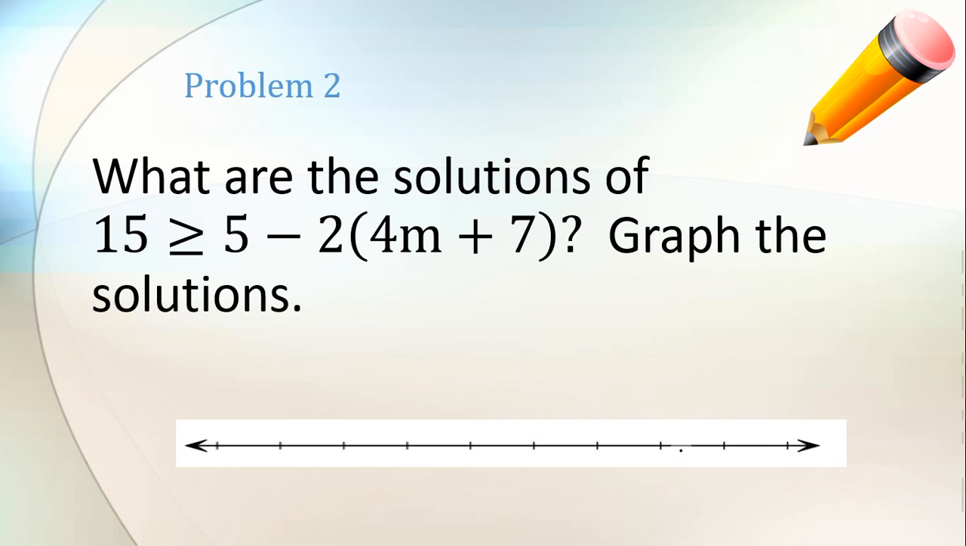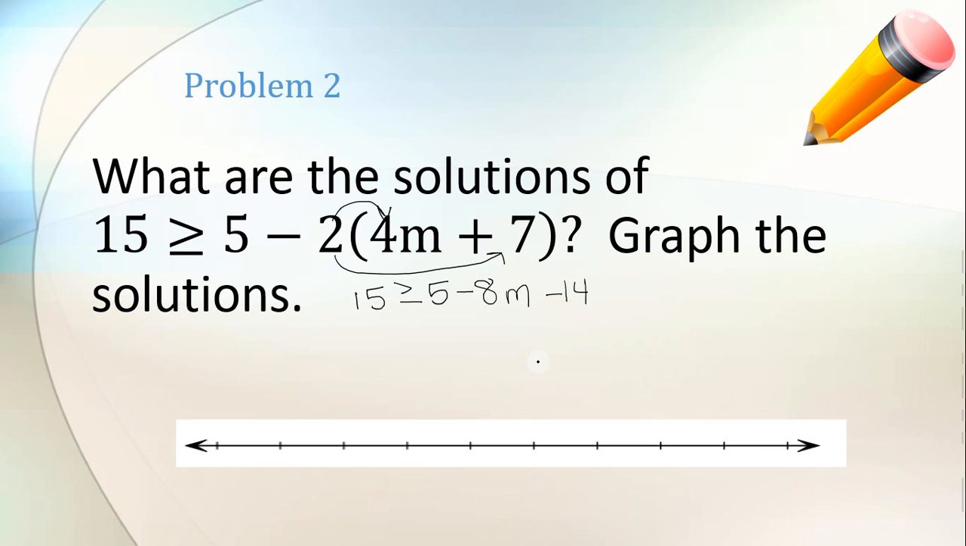Now what about this one? What are the solutions of 15 is greater than or equal to 5 minus 2 times the quantity of 4m plus 7? So what I'm going to have to do, if you remember, when I have a number outside parentheses, we need to use the rainbow effect, aka the distributive property. So I'm going to rewrite that using the distributive property. So I get 15 is greater than or equal to 5 minus, negative 2 times 4 should give me a negative 8m. Negative 2 times 7 should give me a negative 14.